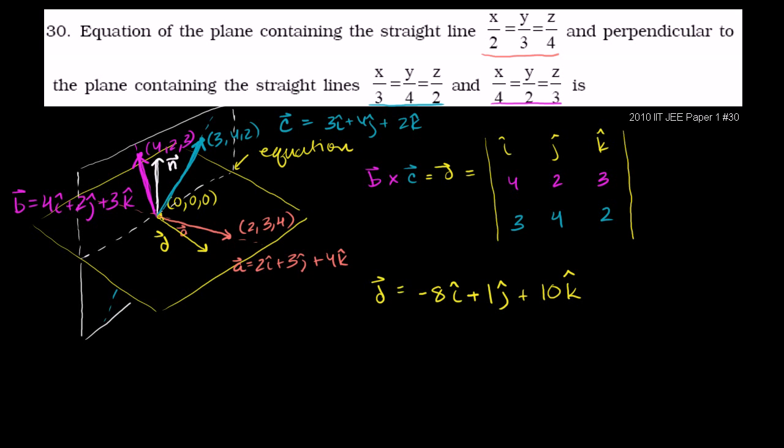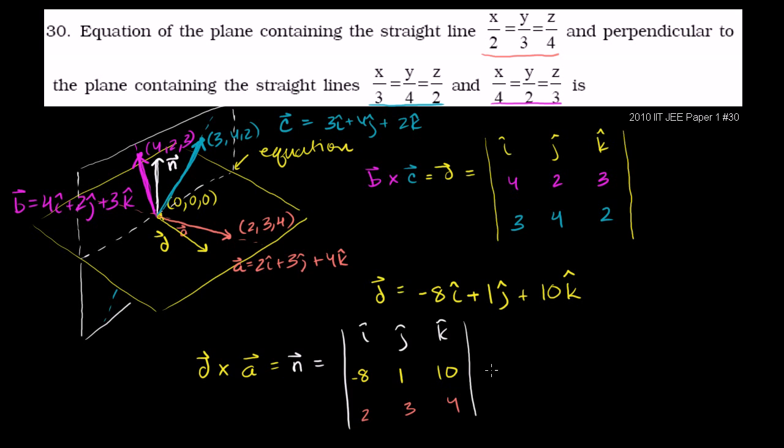So let's find D cross A. D cross A is going to be equal to our normal vector, which is equal to, same thing, i, j, k. We're going to take D, which is -8, 1, 10, and take the cross of that and the vector A, which is 2, 3, 4. And actually, I'll continue this in the next video just so that I don't make these videos too long.